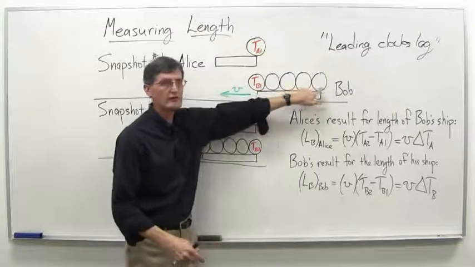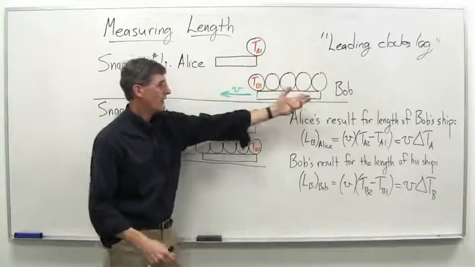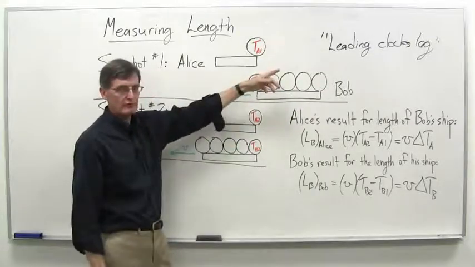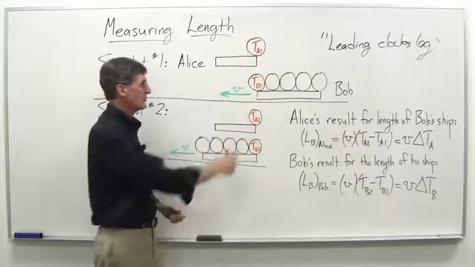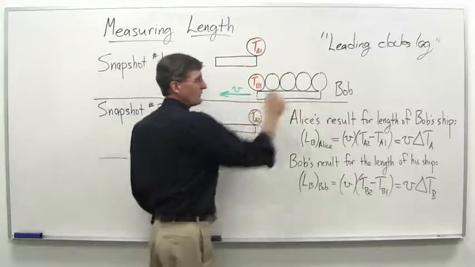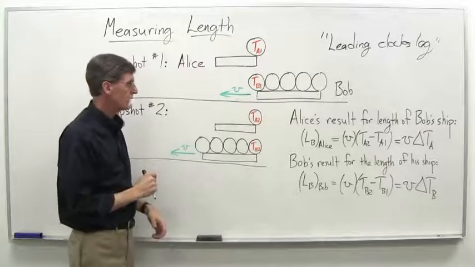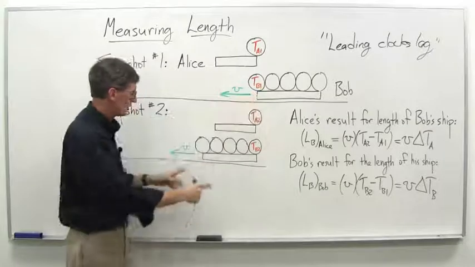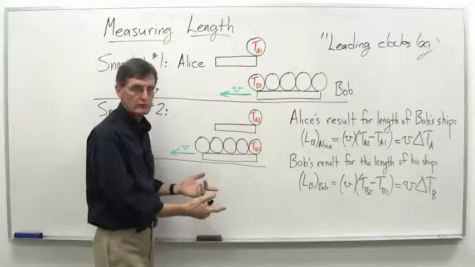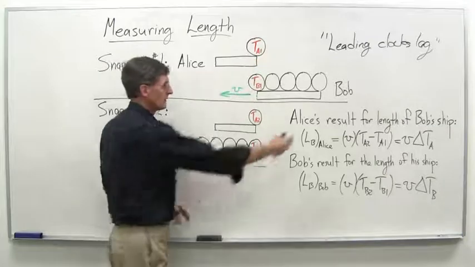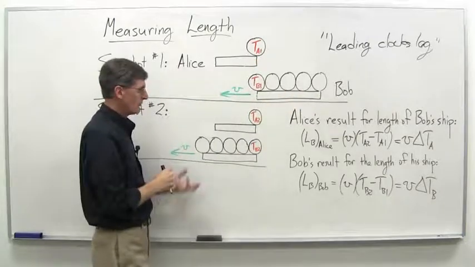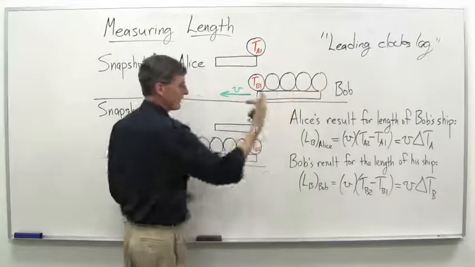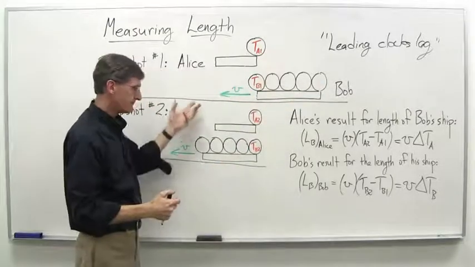What will she see on this clock of Bob's? Well, Bob's clocks are moving toward her like this, past her like this. As we showed previously, leading clocks lag. She will see this clock behind this clock here. And therefore, she'll say, Bob, your clocks aren't synchronized. Notice that in Bob's measurement, he has to use two clocks. Alice is only using one clock. Bob is passing by her like that. To measure his own length, Bob has to use this clock and that clock for the length of his spaceship.